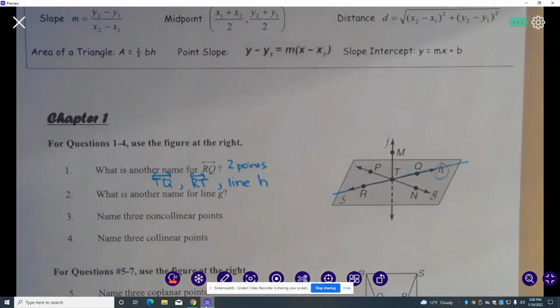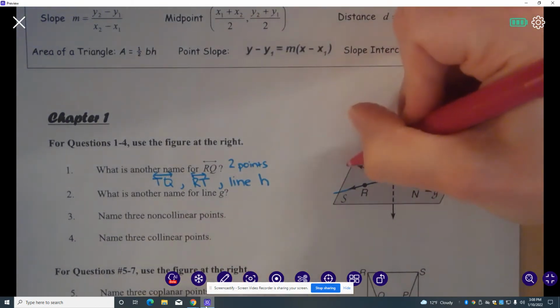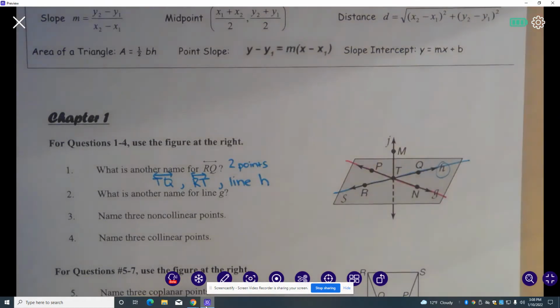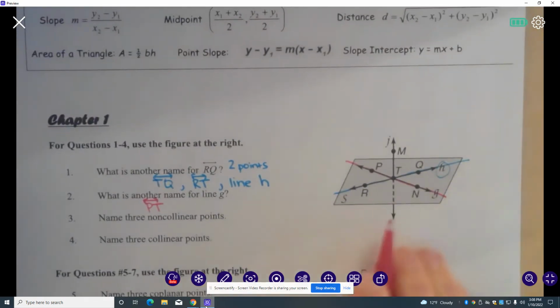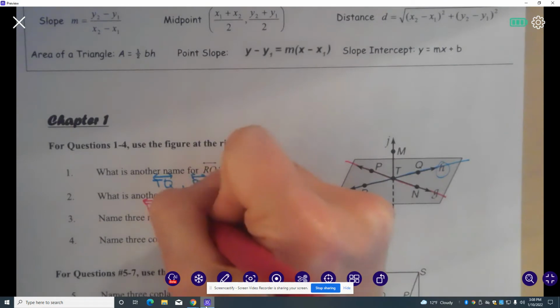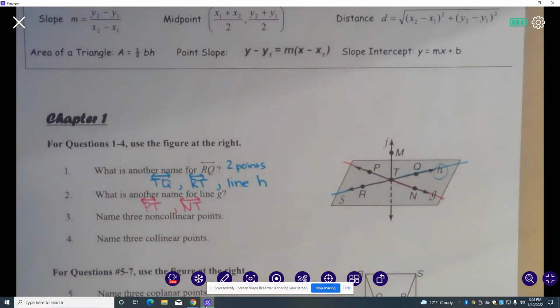And number 2, what's another name for line G? So this time they're using that little label G to name this line. And so again, we need 2 points that are on the line. You could call that line PT. You could have called it line NT. Just any 2 points that are on that line. And remember, the order does not matter.